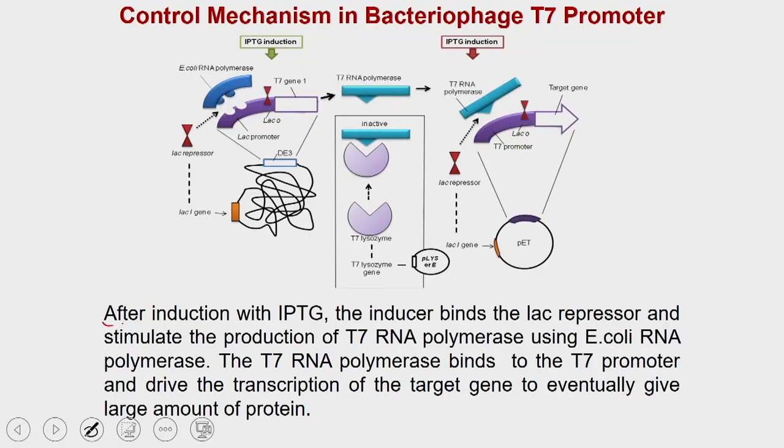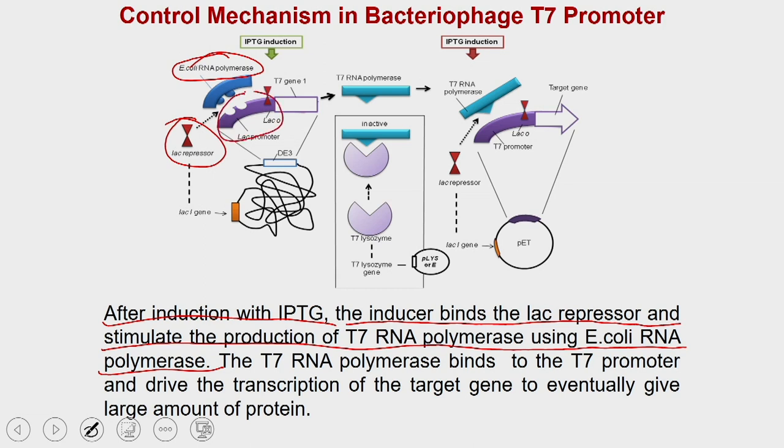what we are trying to say is, once you do the induction with IPTG, the inducer is going to bind to the LAC repressor and stimulate the production of T7 RNA polymerase using the E. coli RNA polymerase. It will allow the E. coli RNA polymerase to go and bind to the LAC promoter, and under the influence of the LAC promoter, you have the T7 gene which is going to produce the T7 RNA polymerase. And once the T7 RNA polymerase is produced, it will go and bind to the T7 promoter, and that will drive the transcription of the target gene.